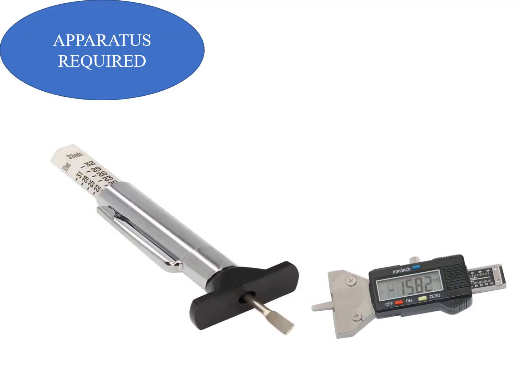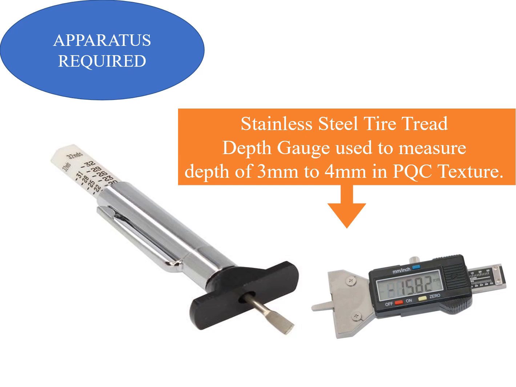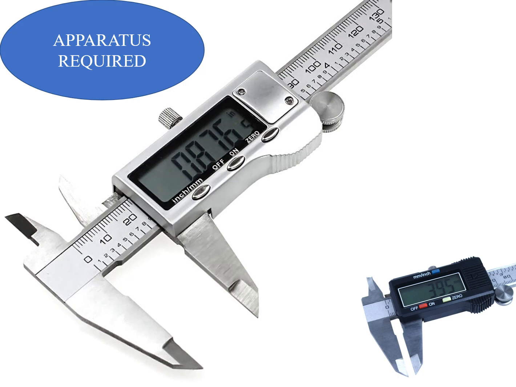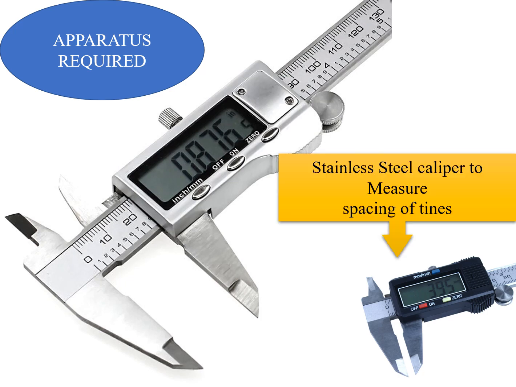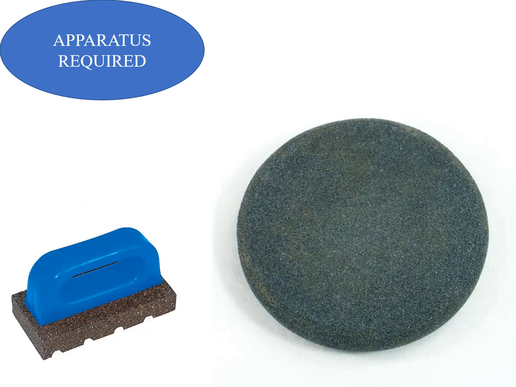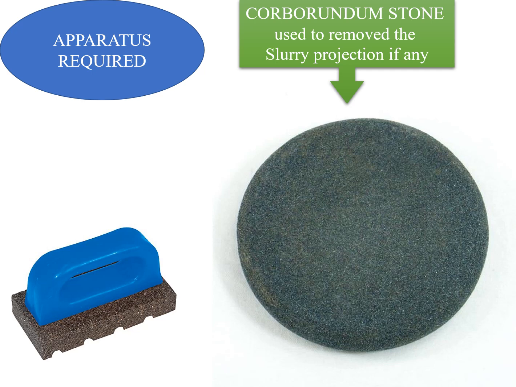So this is the first apparatus which we are talking about. This is the stainless steel tire tread depth gauge used to measure the depth of 3 to 4 millimeters texture in PQC. Then coming to the next apparatus, which is basically a stainless steel caliper to measure the spacing between the tines, which is ranging from 10 millimeters to 21 millimeters. And the third apparatus which is important in this particular test is the carborundum stone, which is generally used for removing the slurry or the projections of the textured areas.